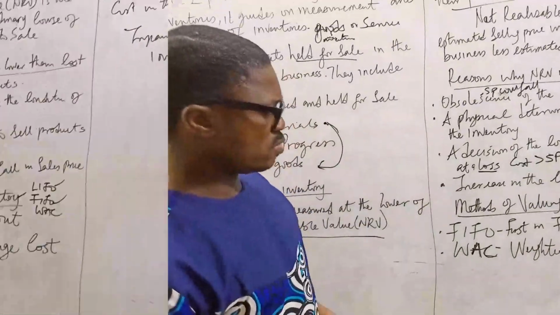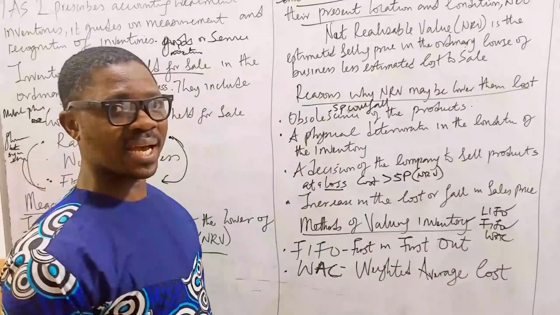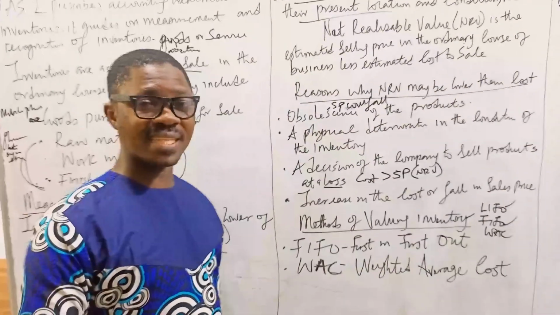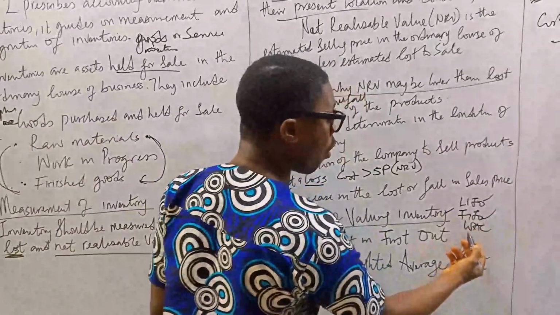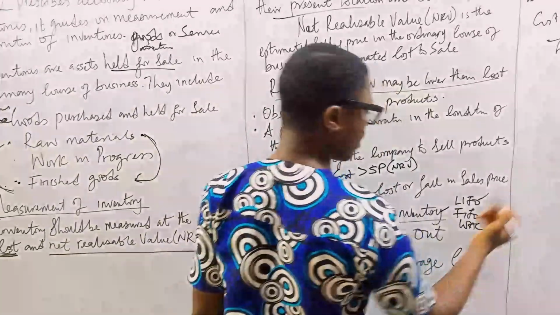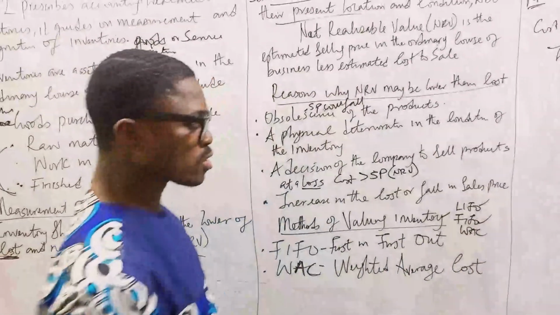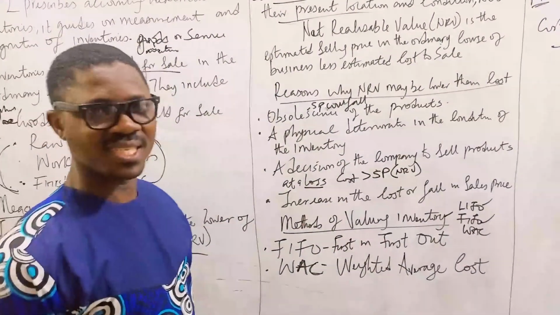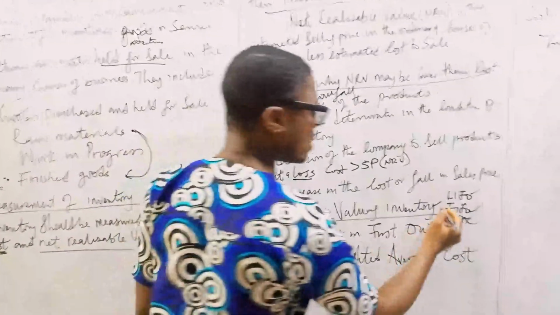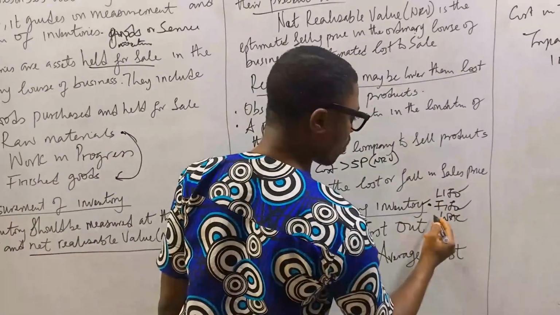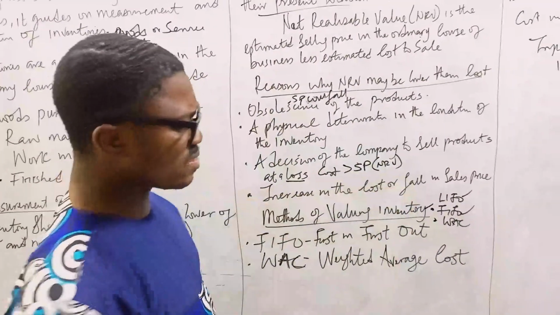How is inventory valued? Prior to 2003, the standard IAS 2 required that inventory can either be valued at LIFO, FIFO or WAC. LIFO is last in first out, FIFO is first in first out, WAC is weighted average cost. But after year 2003, the standard only approves FIFO, first in first out, and weighted average cost. Let me just explain what the three mean.